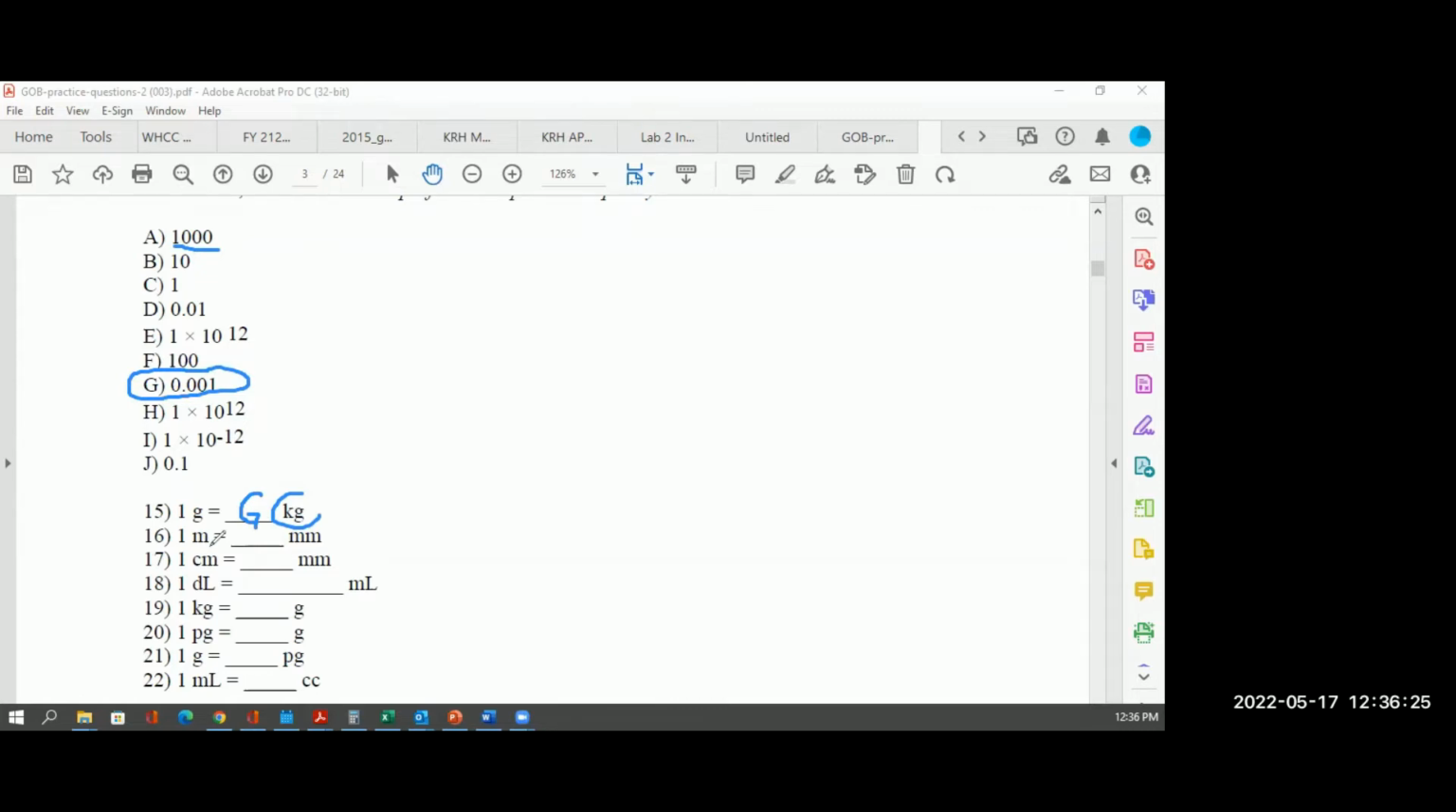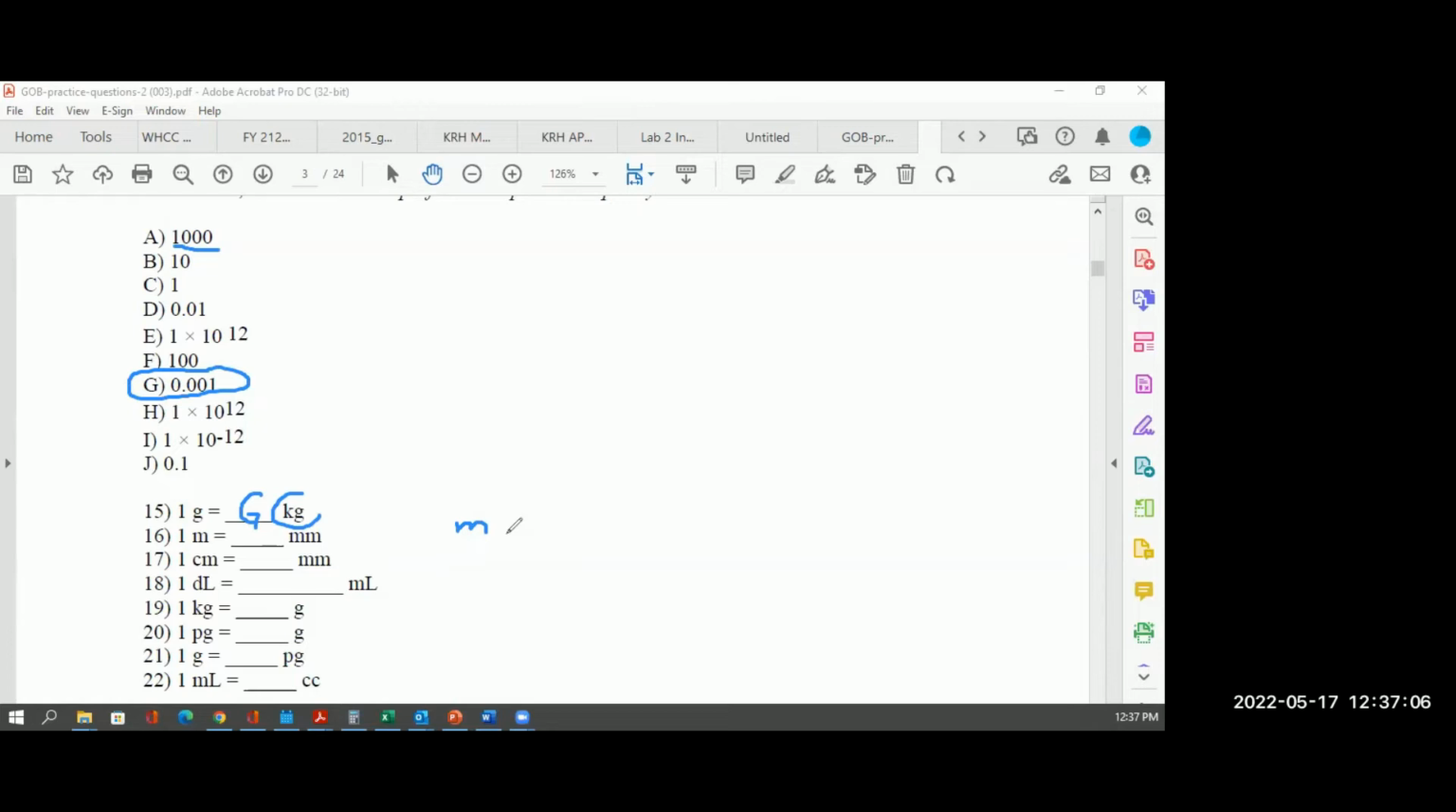Okay, so we just talked about a milligram. Which is bigger, a milligram or a gram? Or I should say, which is bigger, a millimeter or a meter? A millimeter? A millimeter is bigger? No, it's the other way around. A meter is bigger than a millimeter. Because think about a meter stick, right?